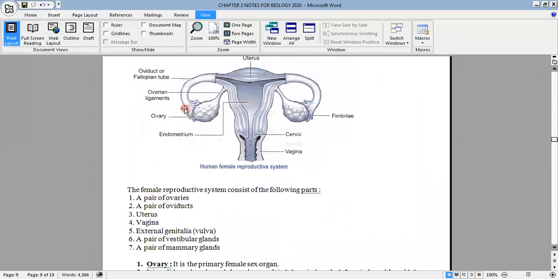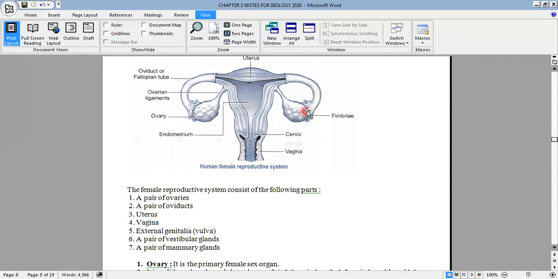This is a funnel-shaped part. This infundibulum at its anterior tip shows finger-like projections called fimbriae. These fimbriae have a hole called the ostium, and through this ostium the ovum from the ovary can enter the fallopian tube. So this funnel-shaped part is called infundibulum, which is provided with the fimbriae. The ovum from the ovary enters the fallopian tube through the ostium present on the fimbriae.